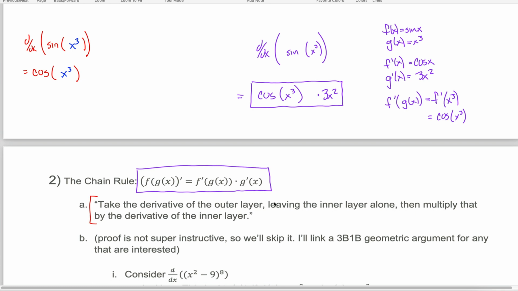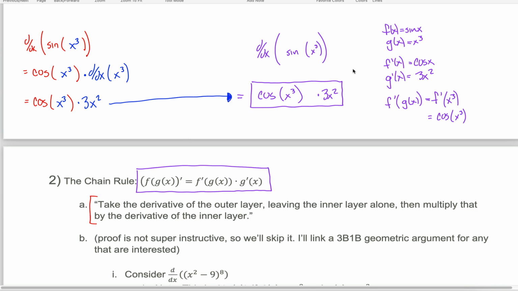That's important. But then I'm not done at this step because I've only taken the derivative of the red, not the blue, so I have to multiply this by the derivative of the inner layer, the x cubed. I got a product of two things. One of those two things doesn't have the d over dx symbol with it, so it's done. There's nothing further that needs to be done to this cosine of x cubed. But this derivative of x cubed still has work to be done. Namely, I have to figure out the derivative of x cubed. Fortunately, that's something I know. It's 3x squared.